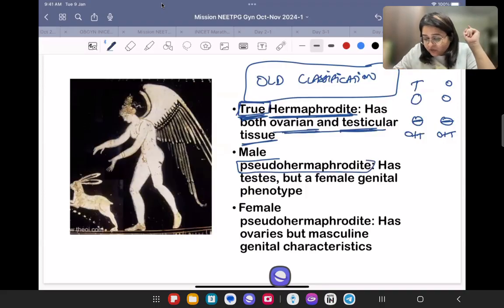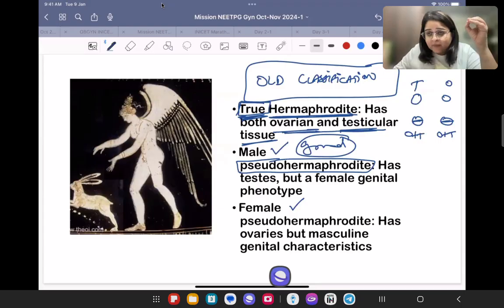When we say pseudo hermaphrodite, it could either be male or female. When we say male pseudo hermaphrodite, we're basically talking about the gonad. If the gonad is the testes, but this person looks like a female, we will call it a male pseudo hermaphrodite. And female pseudo hermaphrodite is a person who has ovaries but has masculine genital characteristics. So when I say male pseudo hermaphrodite, that male refers to the gonad: testes, but looks like a female. And female pseudo hermaphrodite has ovaries but looks like a male.